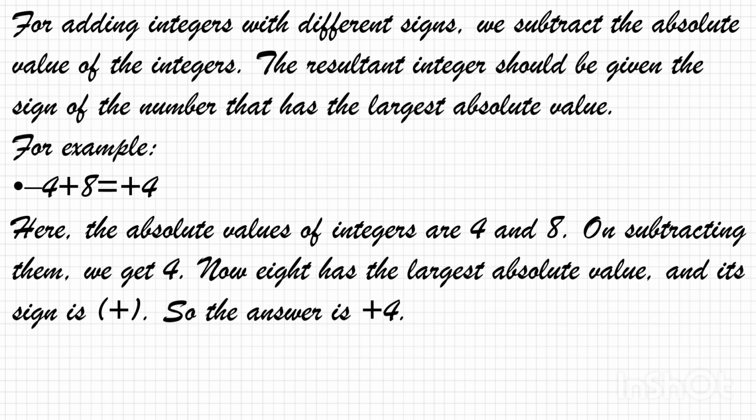For example, minus 4 plus 8 is equal to plus 4. Here the absolute values of the integers are 4 and 8. On subtracting them we get 4. Now 8 has the largest absolute value and its sign is plus. So the answer is plus 4.